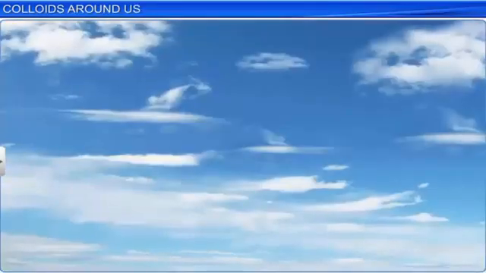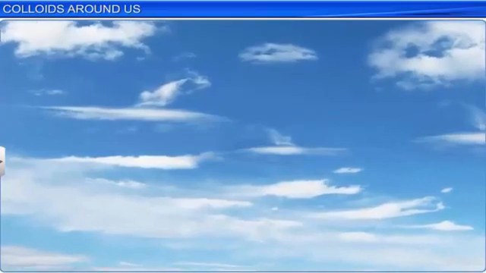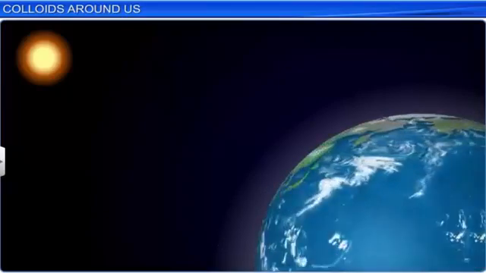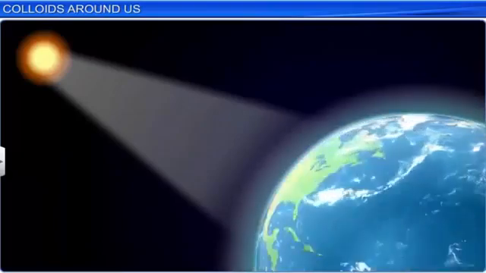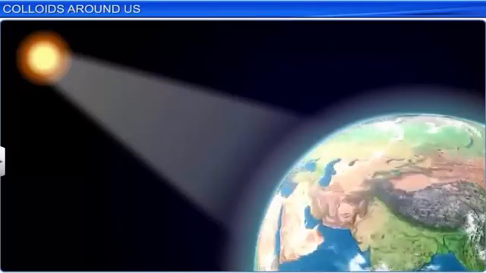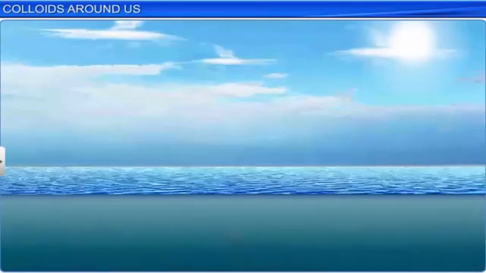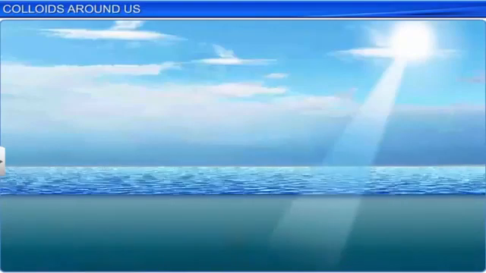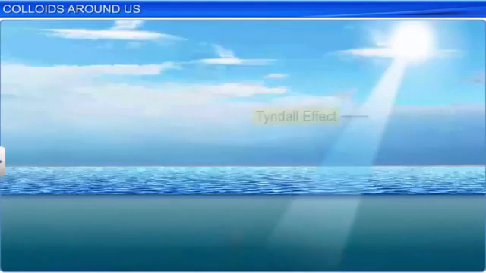Have you ever wondered as to why the sky appears blue? The sky is the empty space around the earth and has no color as such. It appears blue due to the scattering of blue light by the dust particles and the water suspended in the air. Seawater also looks blue for the same reason. The colloidal impurities in seawater scatter blue light. The Tyndall effect of scattering of light by colloids is responsible for the blue color of the sky and the seawater.